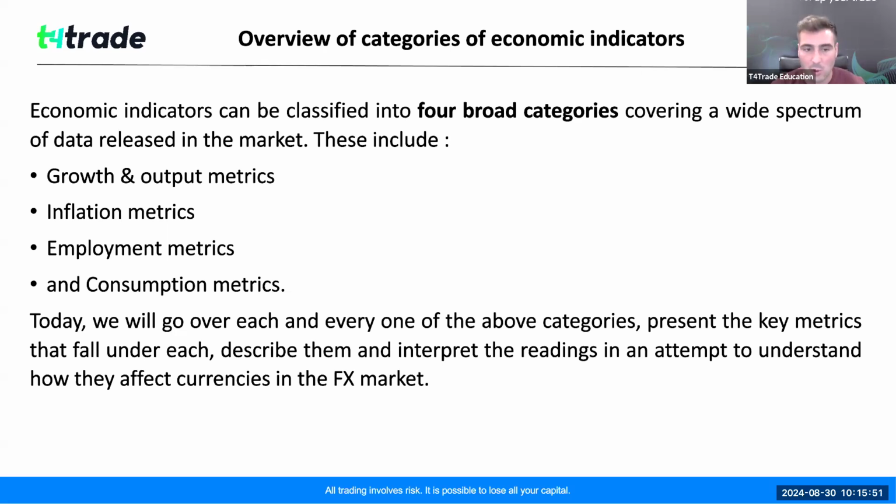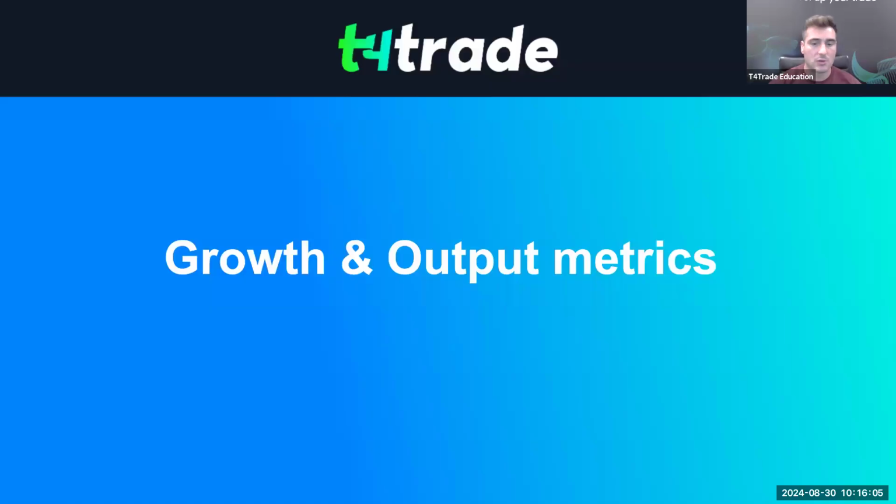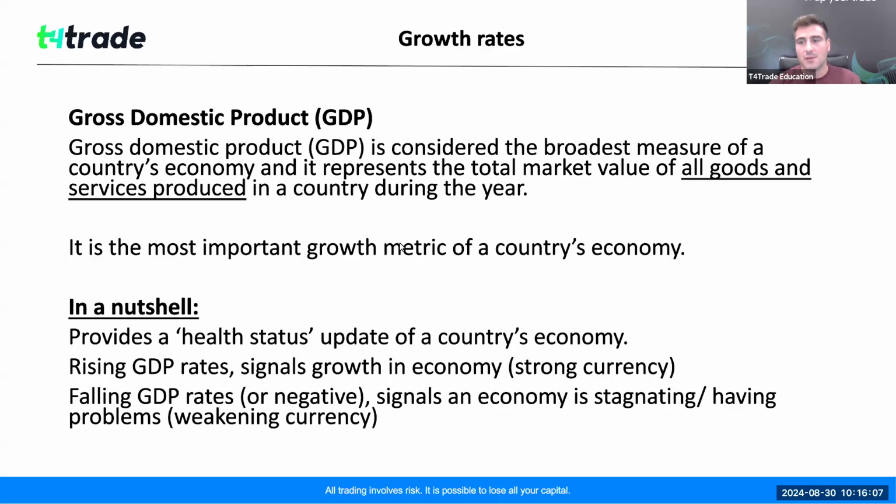So today we will go over each and every one of those categories, present key metrics that fall under each and describe them, interpret their readings, and in a sense attempt to understand how they affect currencies in the FX market. Okay, so growth and output metrics. The most widely known one is what we call GDP, so gross domestic product.